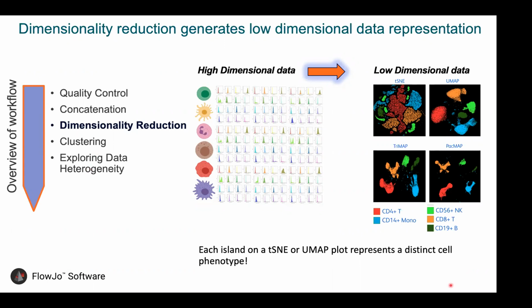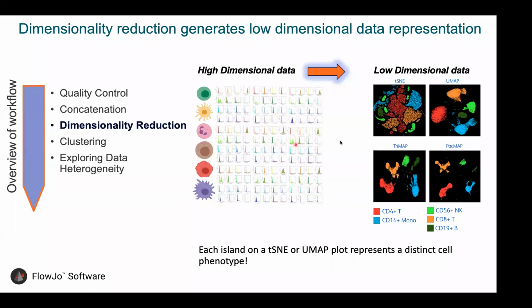So now, once we've gotten our concatenated and cleaned up data, it's time for dimensionality reduction. Our concatenated samples at this moment are high dimensional data, as you can see on the left, containing all the different phenotypes, treatments, donors, and everything in one FCS file. The reason we use dimensionality reduction is so we can easily visualize all those multiple parameter data in a single two-dimensional plot.